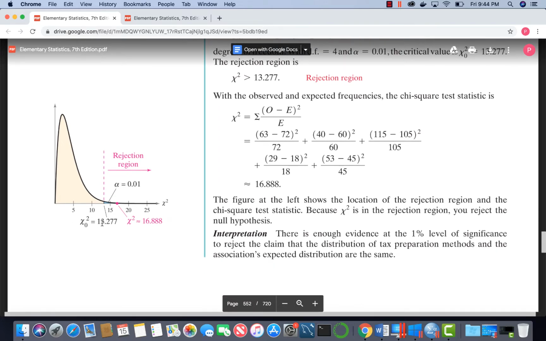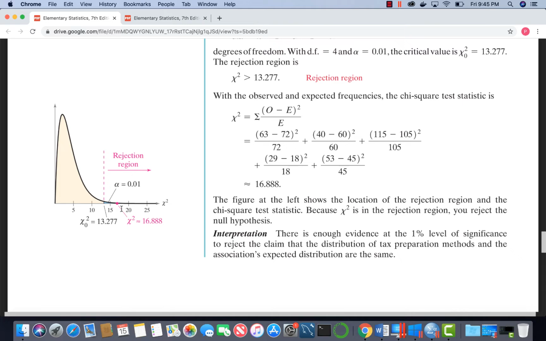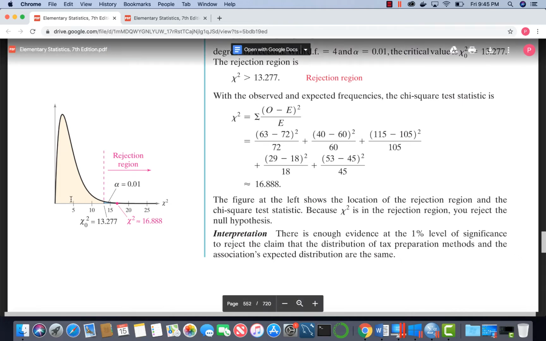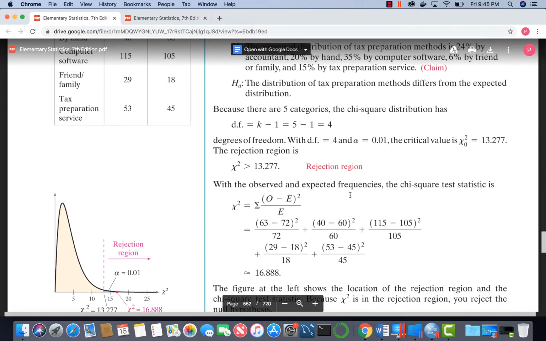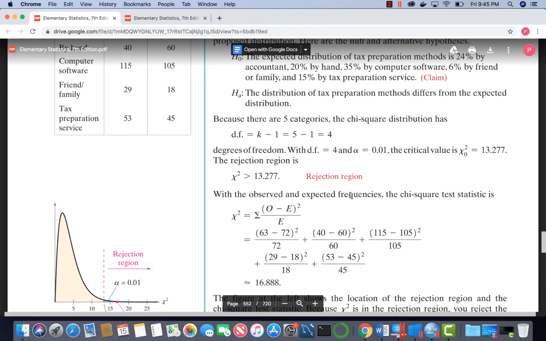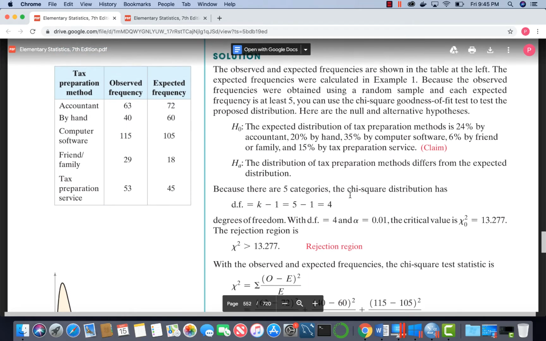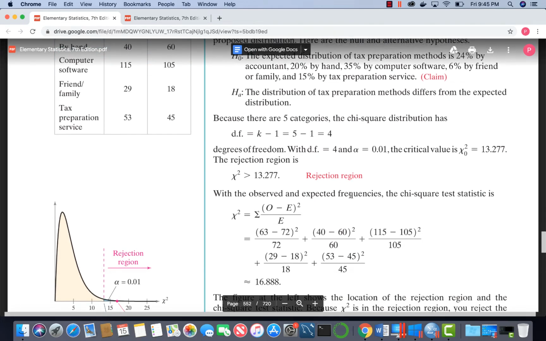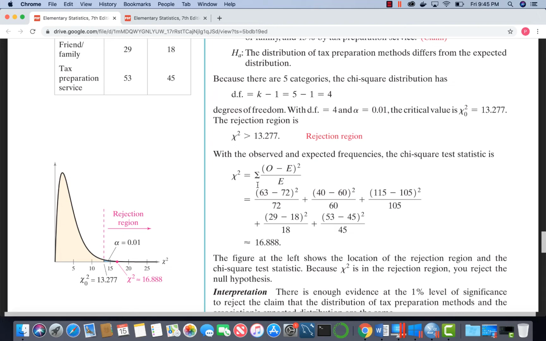So we get this distribution, critical value of 13.277 here. The area to the right is the region in which we will reject the null hypothesis. Area to the left, we will fail to reject the null hypothesis. Our next step is to calculate the chi-square test statistic. And for that, we have to use this formula.